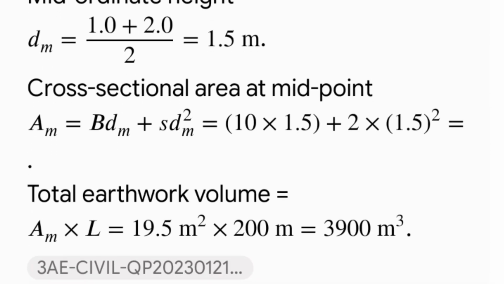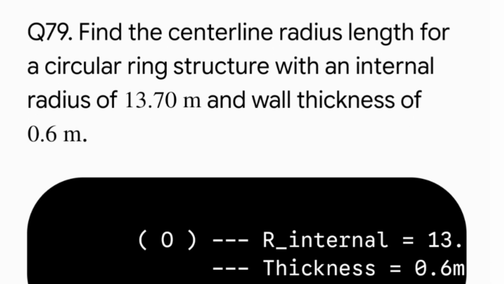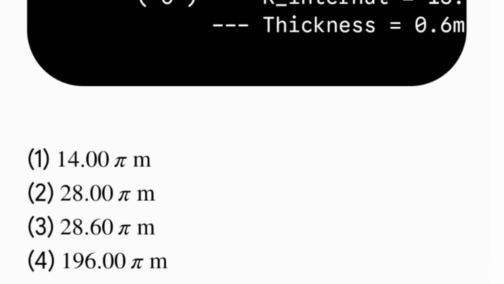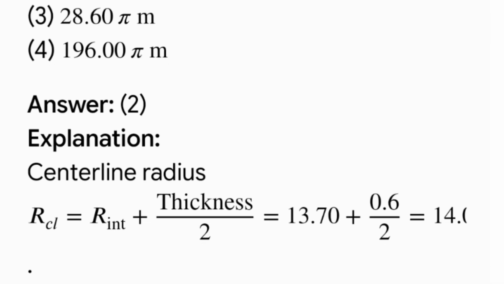Next question. Find the centerline radius length for a circular ring structure with an internal radius of 13.7 meter and wall thickness of 0.6 meter. Correct answer option 2, 28.5.